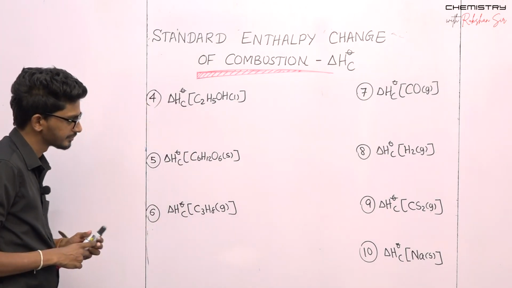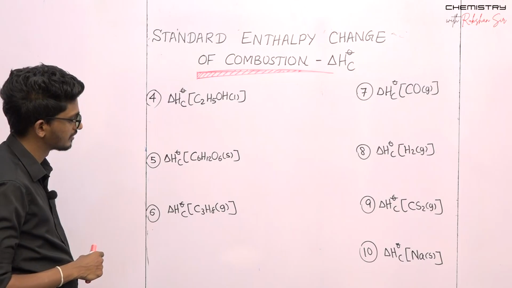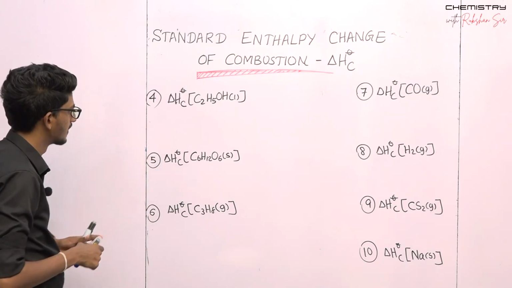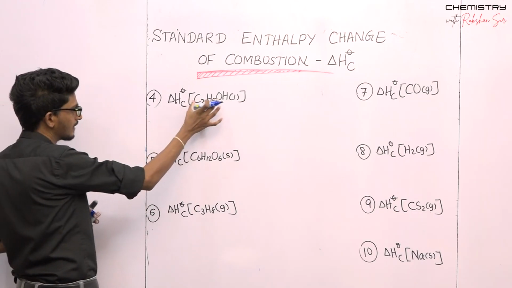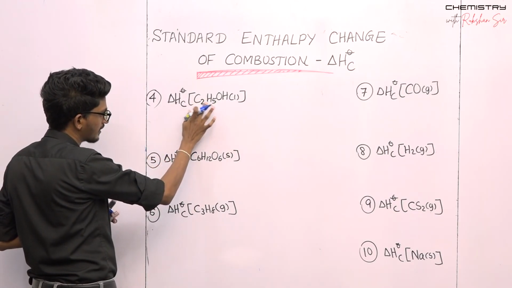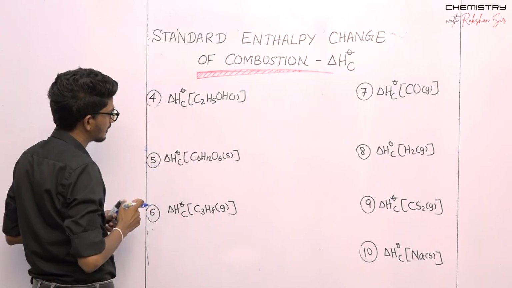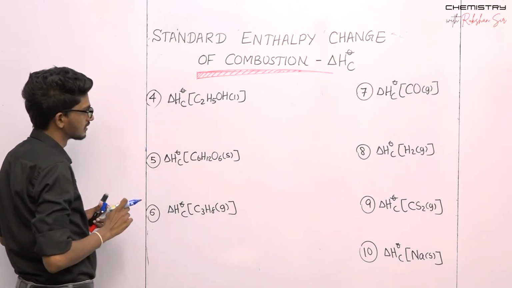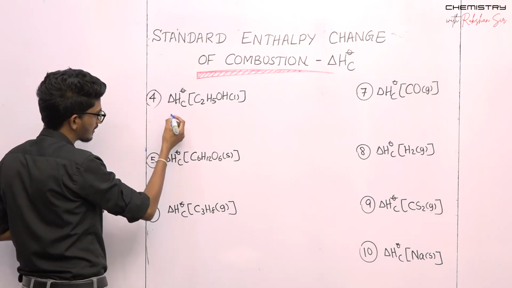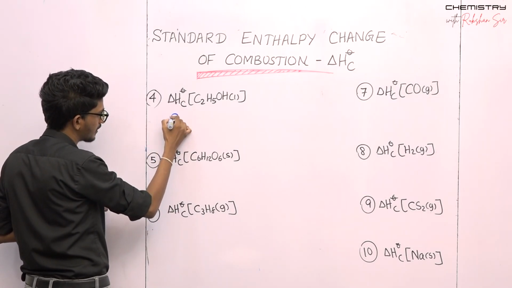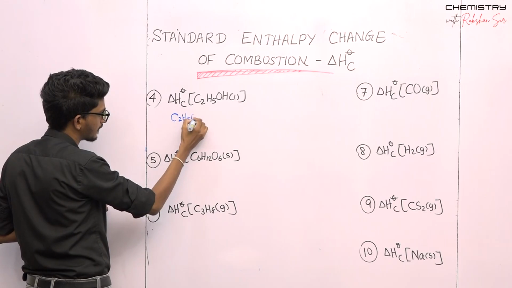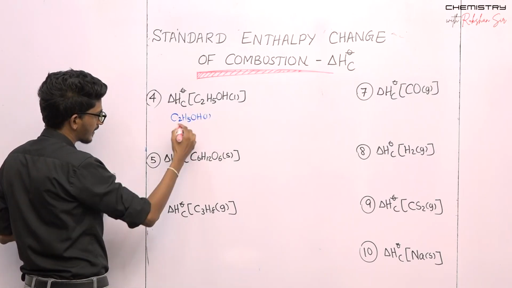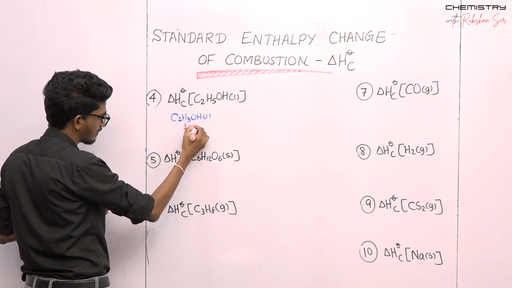Let's try to write the thermochemical equations for these things. Let's start with number 4. So we are supposed to combust 1 mole of C2H5OH liquid, right? The 1 mole stands with the species to combust. So let's start with that: C2H5OH liquid, the 1 mole stands. You don't need to write the 1 mole.